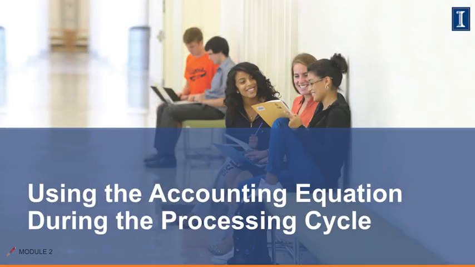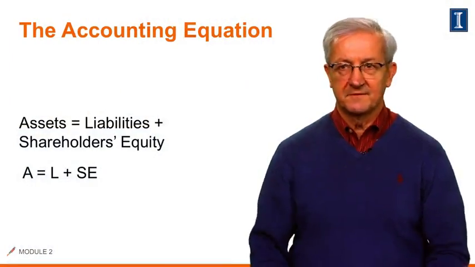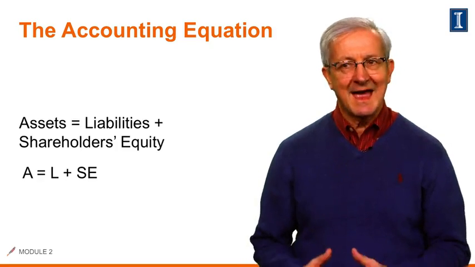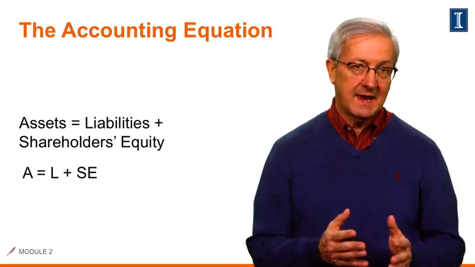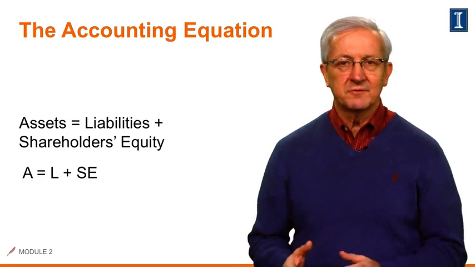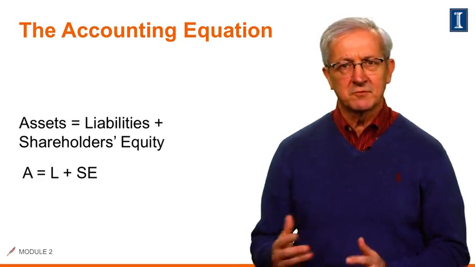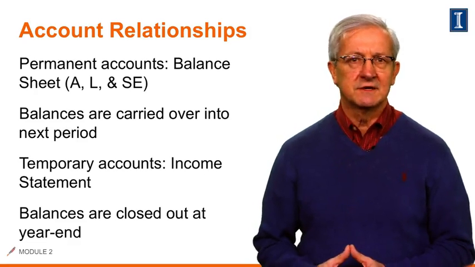So let's discuss the use of the accounting equation during our accounting processing cycle. First of all, let's start off our discussions with this very important accounting equation: assets equal liabilities plus shareholders' equity, which is A equals L plus SE. We will discuss each of these elements further in next week's module when we learn much more about the balance sheet.